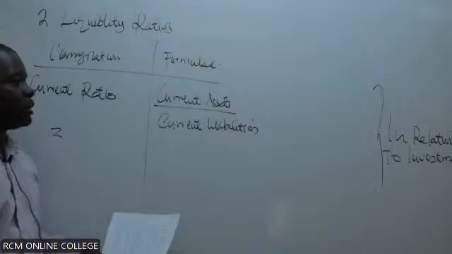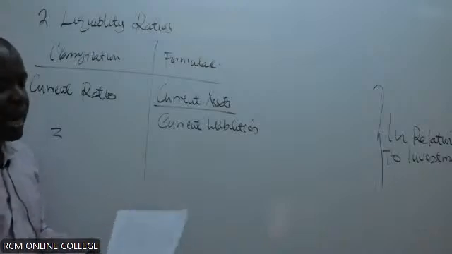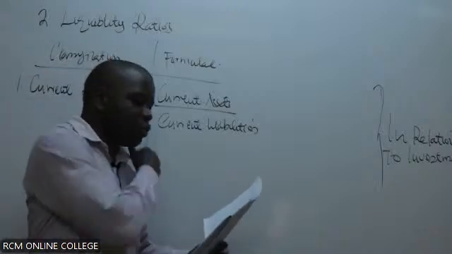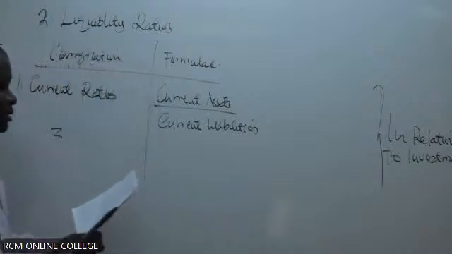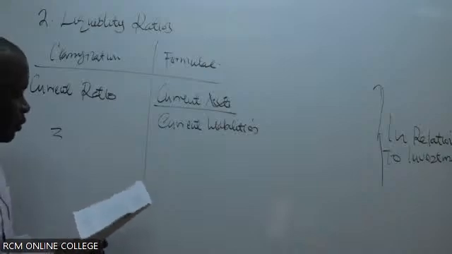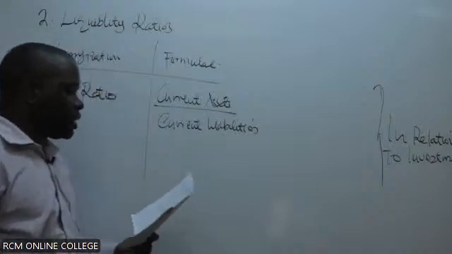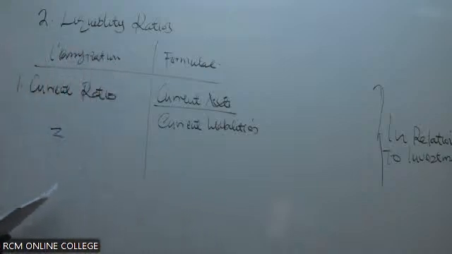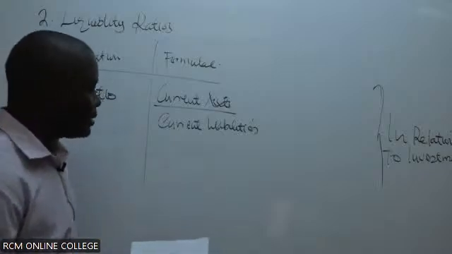That we're having to talk about in this case: how liquid are you? So maybe you can briefly write an explanation here before we look at the next one, which is quick ratio. It indicates the number of times current liabilities can be paid out by the current assets.